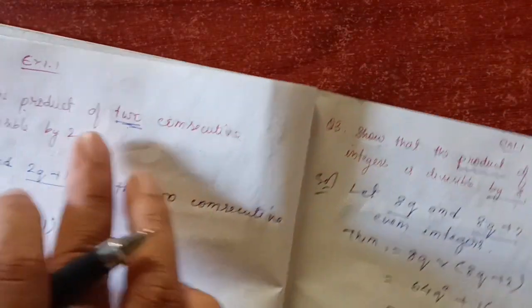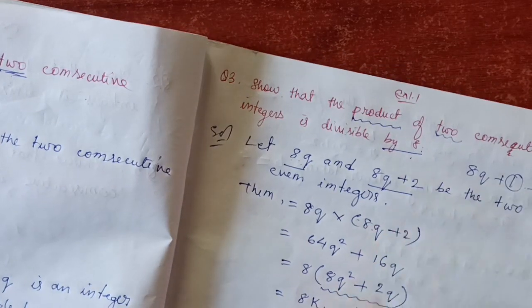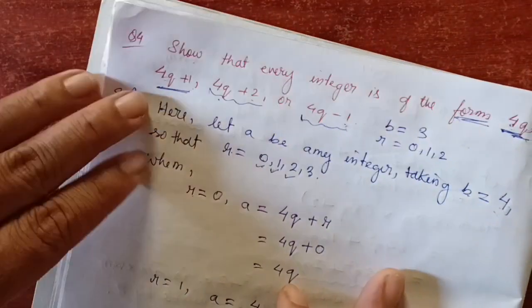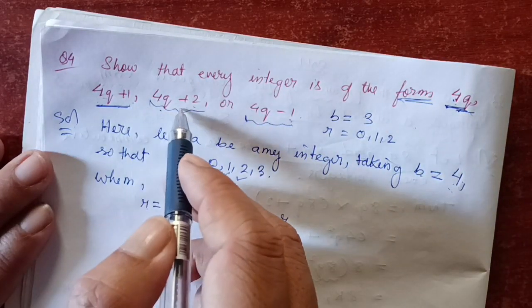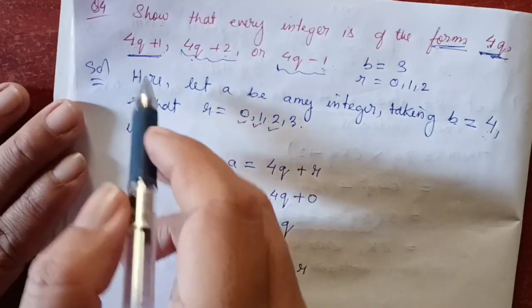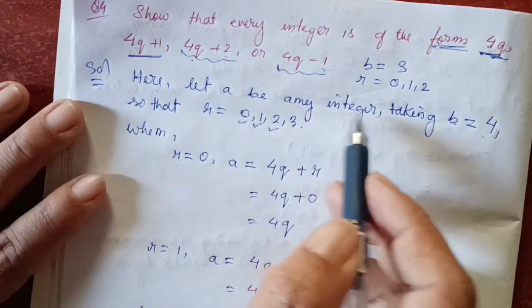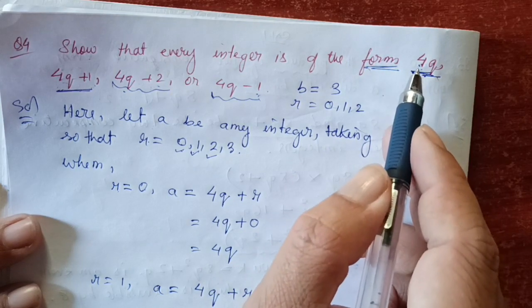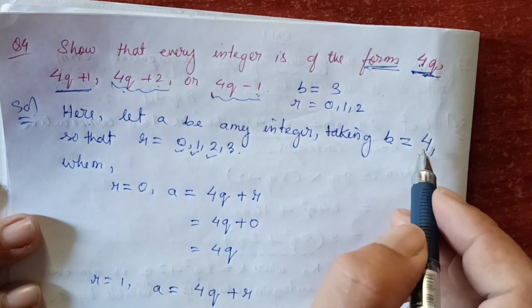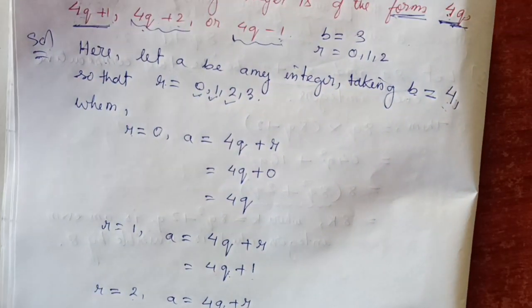Here in question number 2 and question number 3, they are not giving the forms. They only give by 2, by 8. So when the questions give the forms like 4q, 4q plus 1, 4q plus 2, 4q minus 1, you start in this way. Don't forget this line: let a be any integer, taking b equal to 4. In our question, it is 4. If this number is 5 or 6 or 7, replace it with that value. Okay, let us go to the next question and you will understand more.